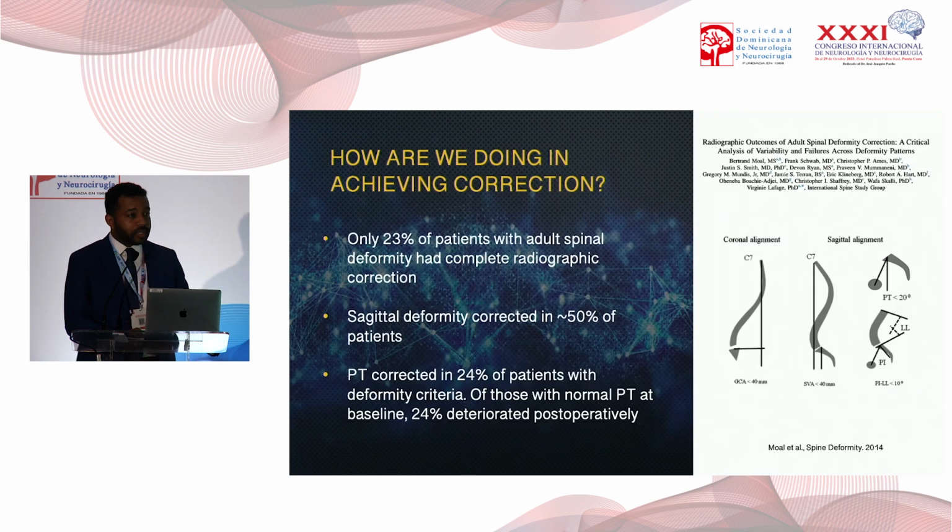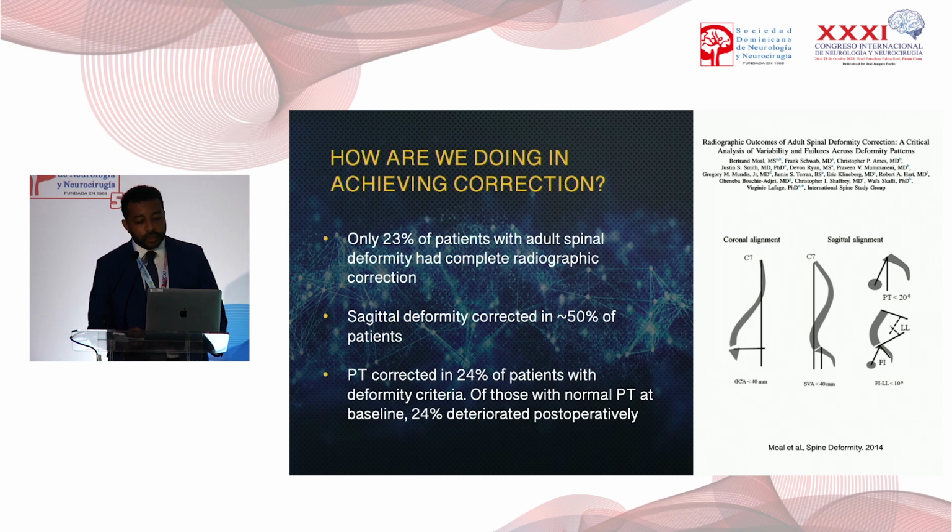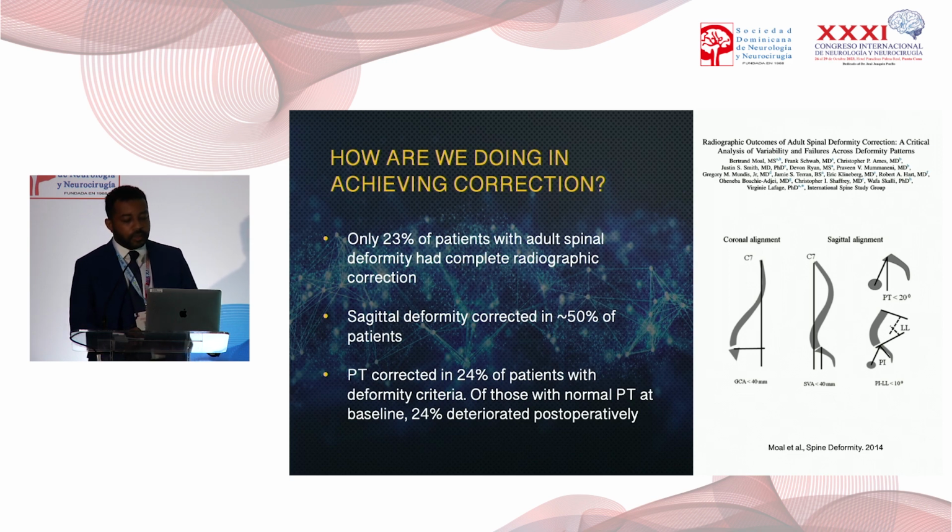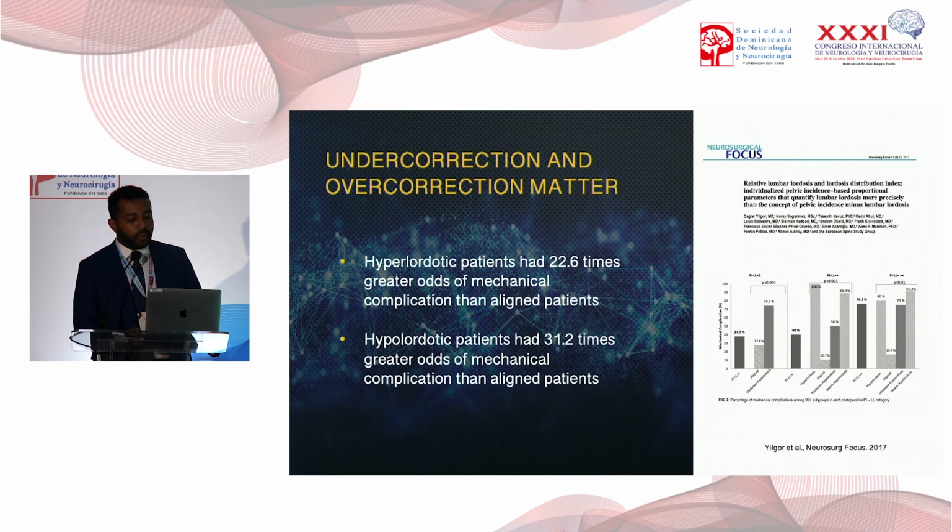So with all the targets that we now have well studied and established, how are we doing in terms of deformity correction? If you look at a paper using the multi-center ISSG data, it says that only about 23% of patients with a spinal deformity had complete radiographic correction on their follow-up films. In terms of the parameters being corrected, pelvic tilt was the least likely to be corrected. Only about 25% of patients had their pelvic tilt corrected. Well, why does it matter?